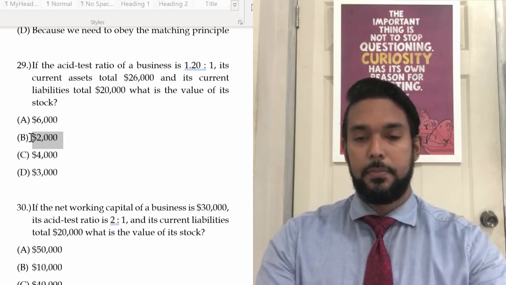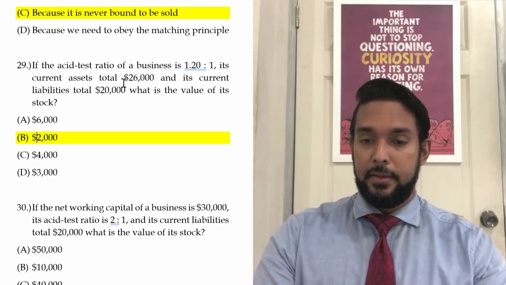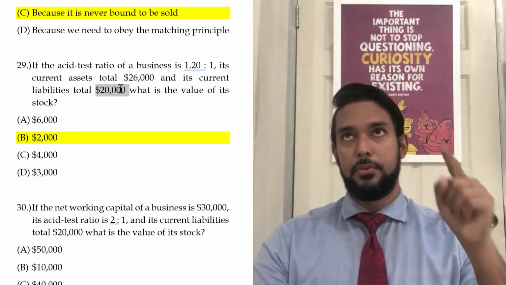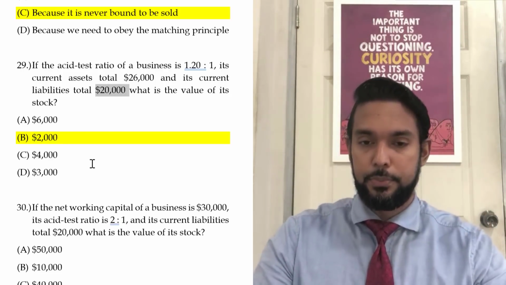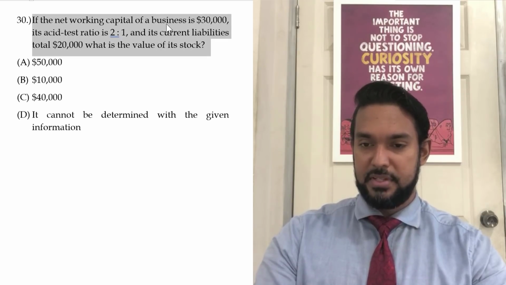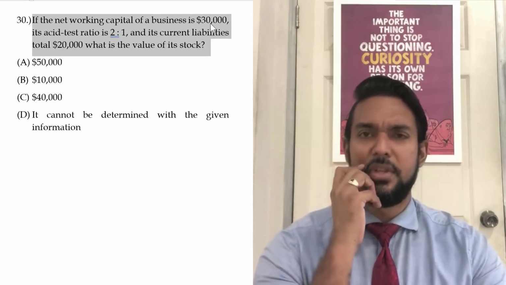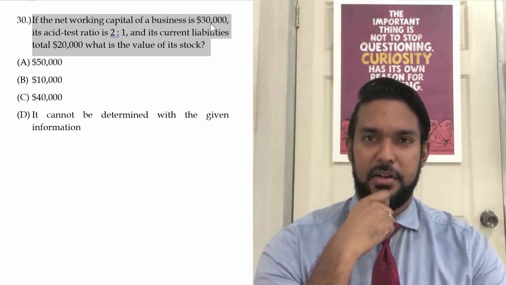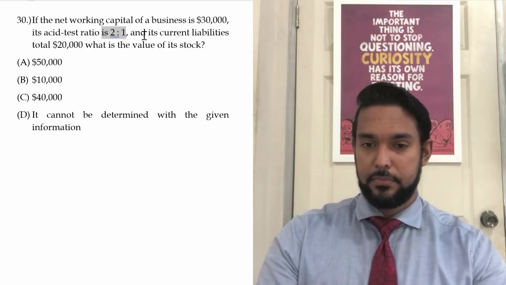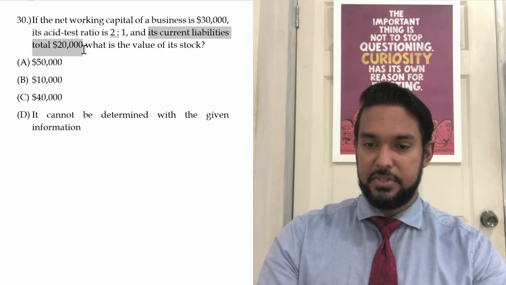And if you're not sure, double check. 26,000 minus 2 is 24. 24 divided by 20 will give us 1.2. There you go. All right, number 30. If the net working capital of a business is 30,000, so net working capital is current assets minus current liabilities, and the asset test ratio is 2 to 1. Oh, and current liabilities is 20.